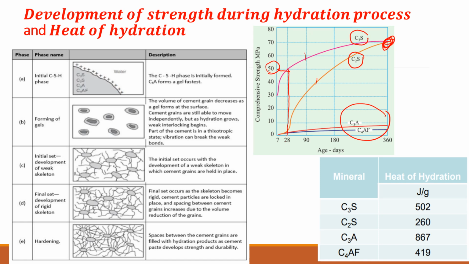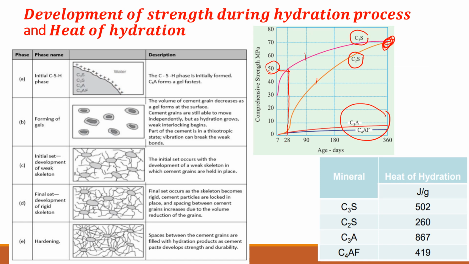Sometimes we need to accelerate the hardening process. Sometimes we need to delay the hardening process. When we need to accelerate the hardening process, what kind of situations? When we need to get the strength quickly, yes. What kind of situations? Yes, so mainly if you are repairing a busy highway, you don't want to close that part of the highway for a long time. So you use a cement with more C3S.